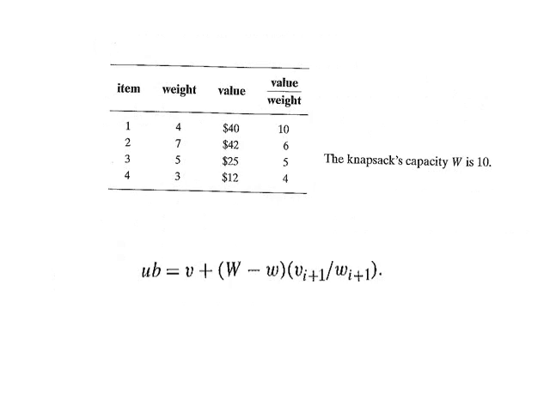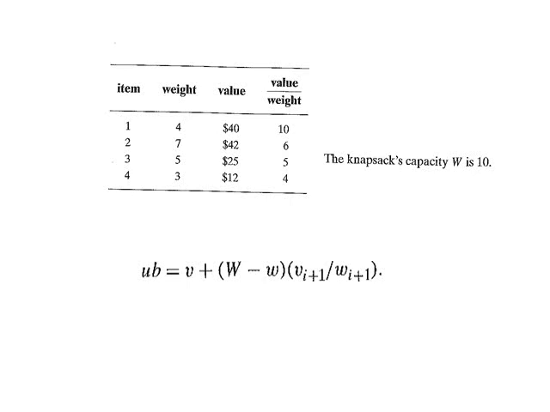So consider this example. We have 4 items with the weights 4, 7, 5, 3 and values 40, 42, 25 and 12 respectively. So the value by weight ratio, v by w, is 40 divided by 4 is 10, 42 divided by 7 is 6, 25 divided by 5 is 5, 12 divided by 3 is 4. This is the ratio of value by weight. Then to calculate the upper bound, we have a formula here.